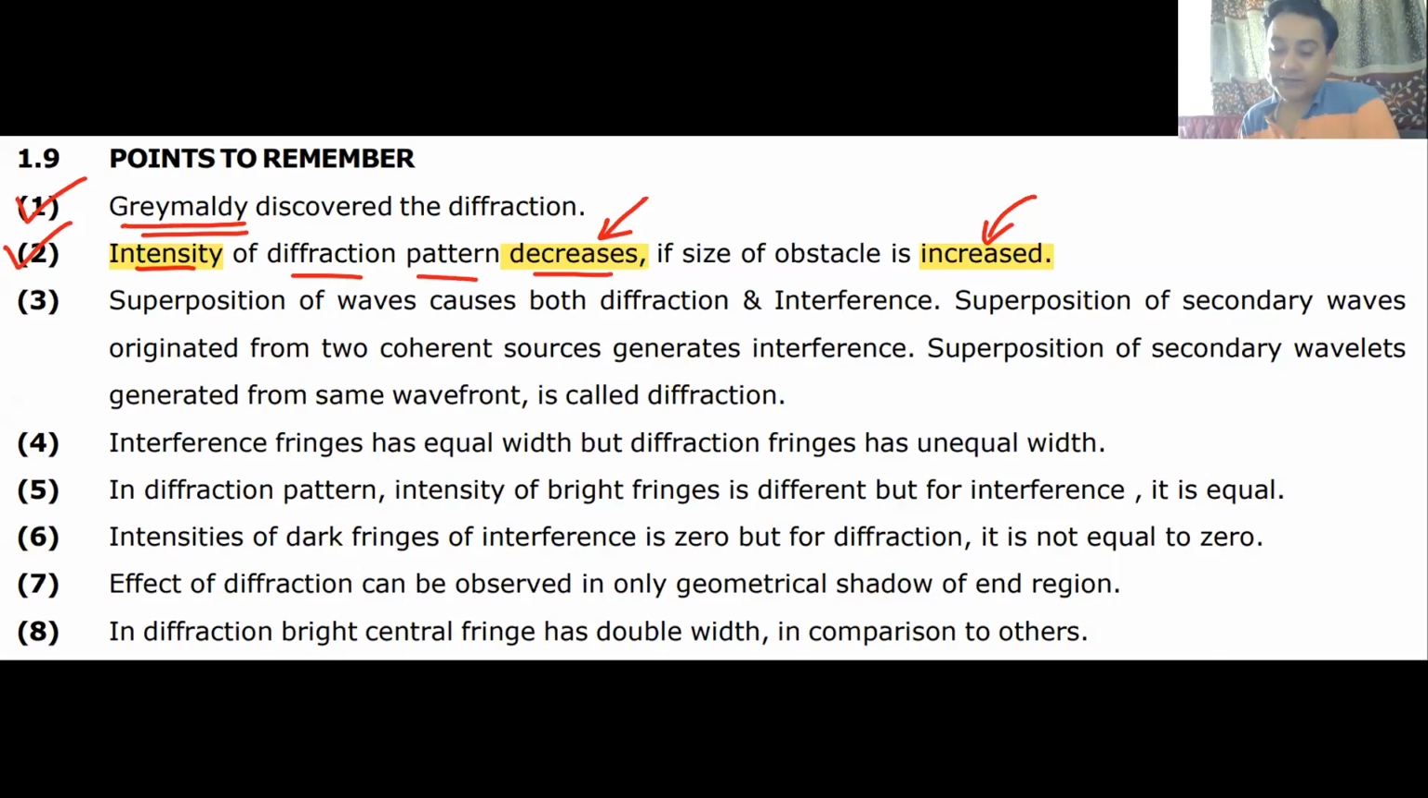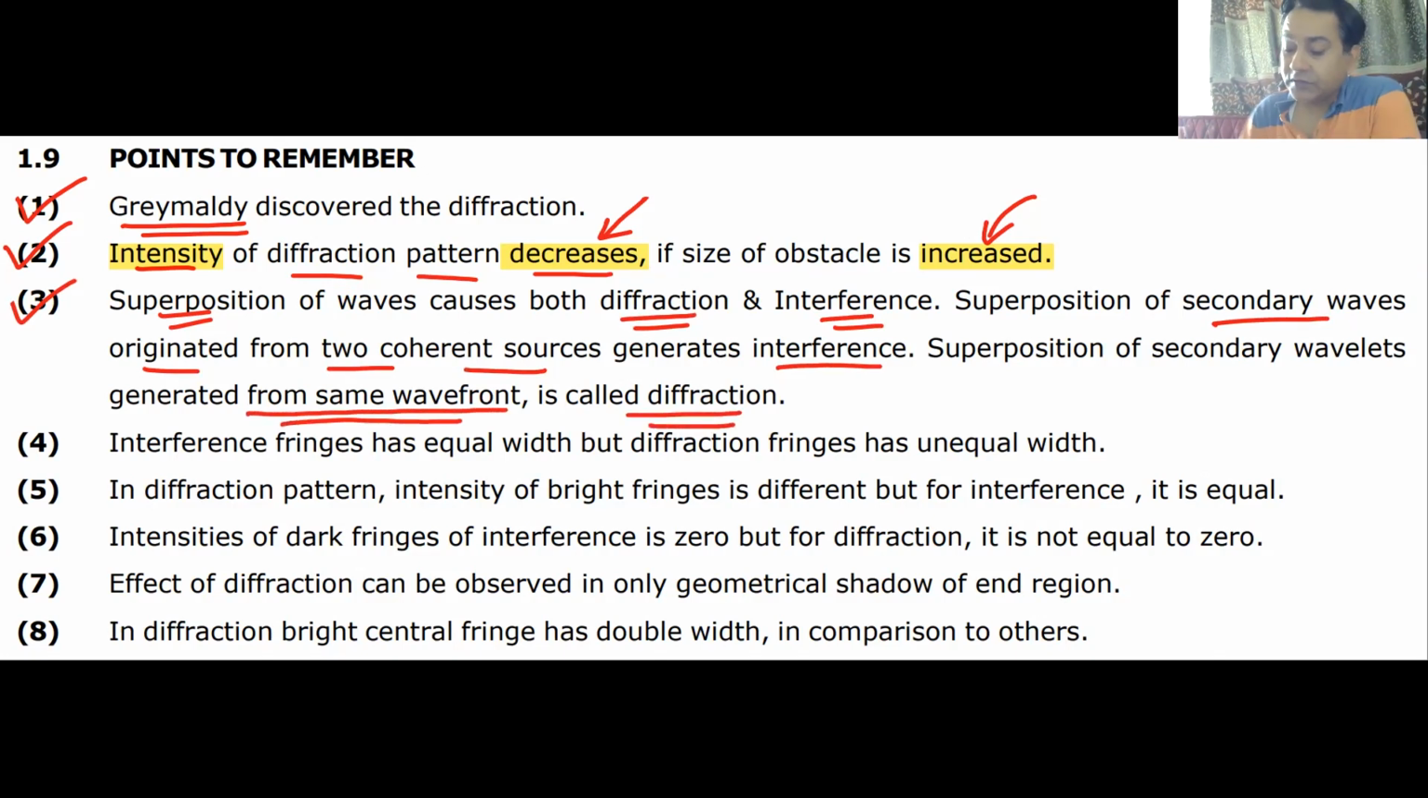So what we were discussing were the important points to remember in diffraction. Remember the third point. In both diffraction and interference, we have superposition of waves. When we have two coherent sources, we have interference. When we have waves from the same wavefront, the superposition is known as diffraction. So in interference, we have two coherent sources and two different wavefronts. In diffraction, we have one wavefront and infinite coherent sources from that wavefront. That is how we create diffraction. Is it clear to everyone?